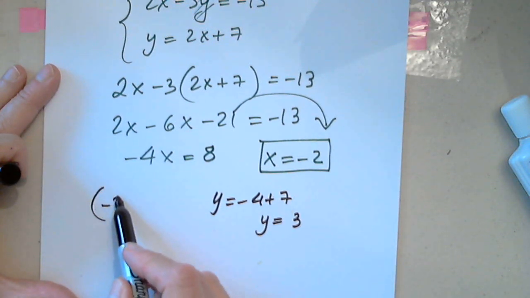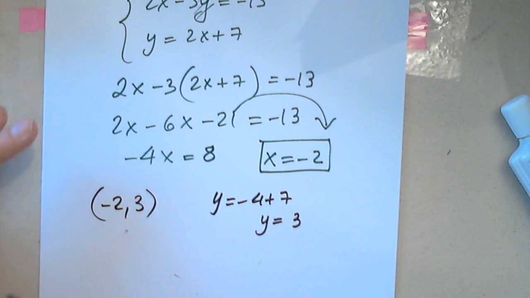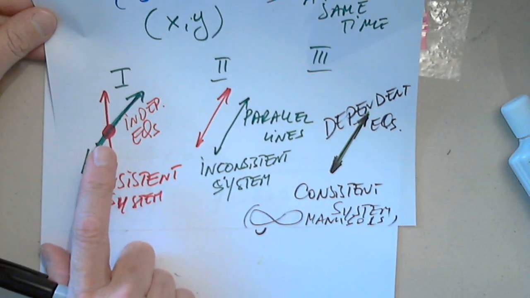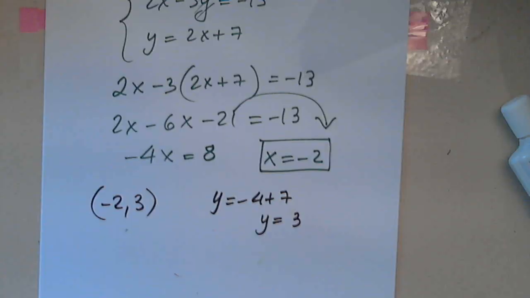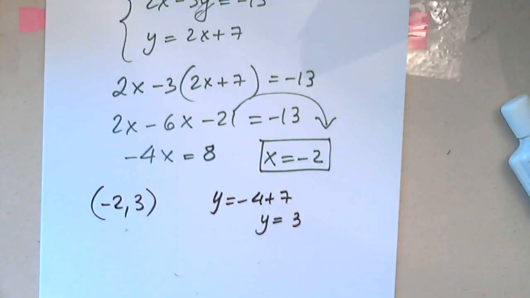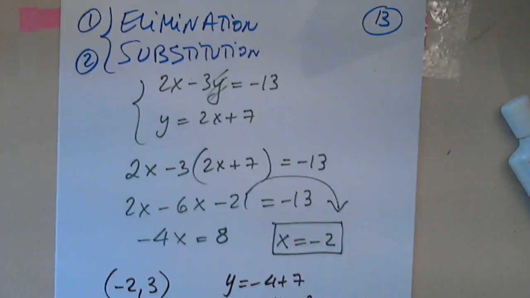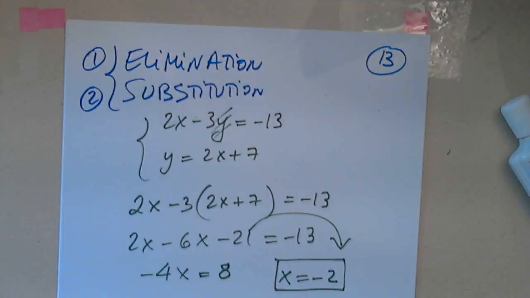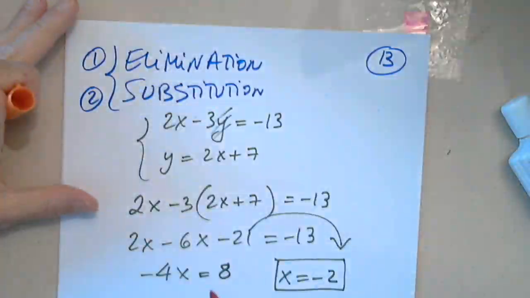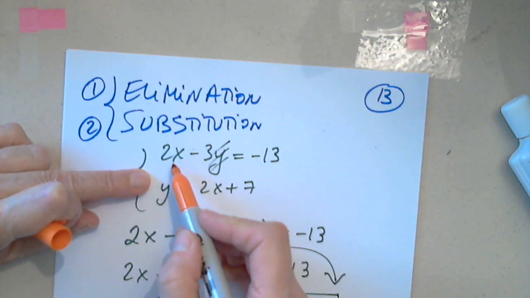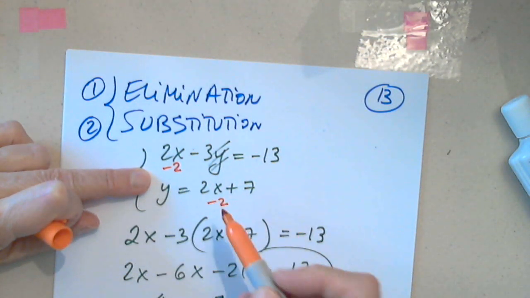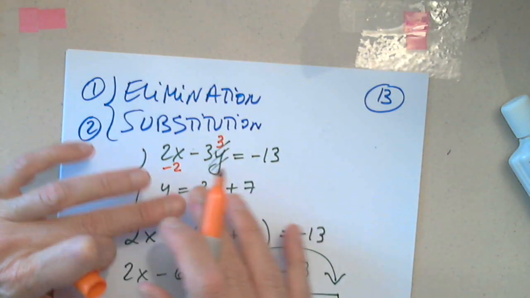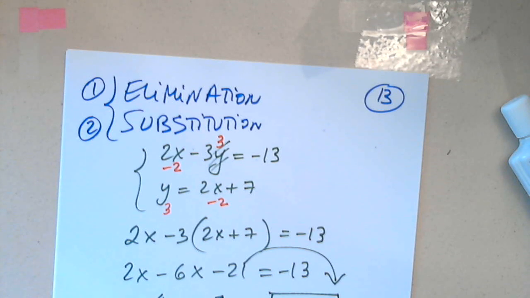I claim that the ordered pair, the only solution of the system, because it's this situation, is negative 2 comma 3. And you have to say, I don't trust you. Not that you don't trust me, but you're going to say, please show me why. Okay. So we go back to the original problem. We replace x by negative 2, and we replace y by 3. And make sure that everything works perfectly.